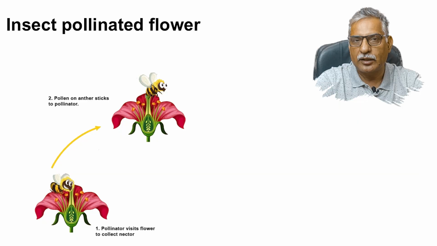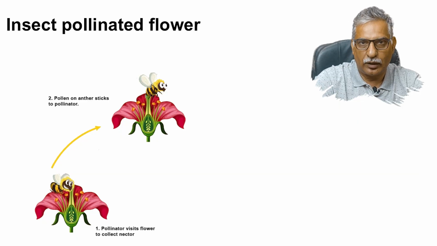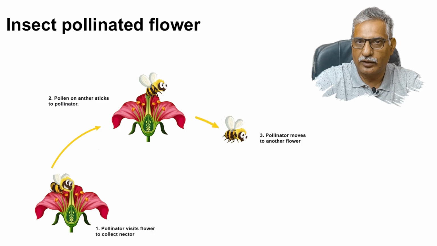And these get attached to their body, meaning pollen grains get attached to the body of the insects, whether they attach to the wings or body bristles, or even in the case of bees or wasps, where we have certain pouches around their legs.